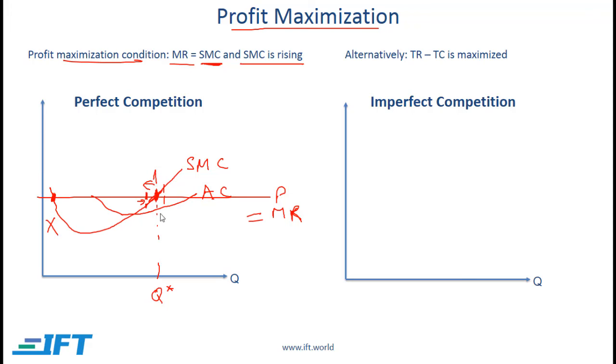So now the question is, what is the profit? So if this is the price, this is the quantity, the total revenue is given by this big rectangle. What about the total cost? The total cost can be calculated based on the average cost. So if this is the average cost, then the total cost is equal to the quantity times the average cost. So at this quantity, the rectangle at the bottom gives us the total cost, and therefore the profit is this area over here. So this is the maximum profit that the firm can realize.